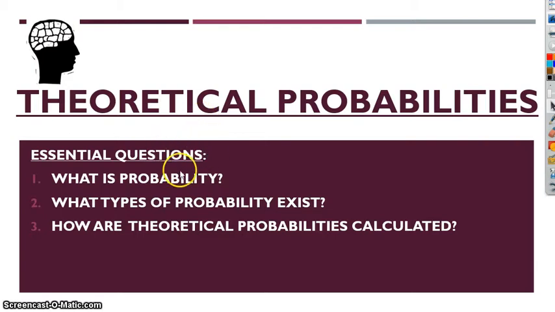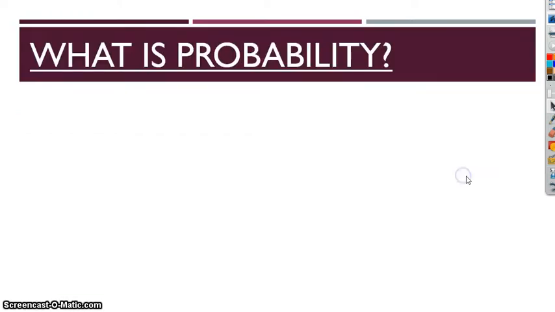Our essential questions for today are: 1. What is probability, which we have already talked about? 2. What types of probability exist, which you have been introduced to? And last, which is very new, how are theoretical probabilities calculated? So by the end of the lesson, you will learn how to actually calculate a probability.